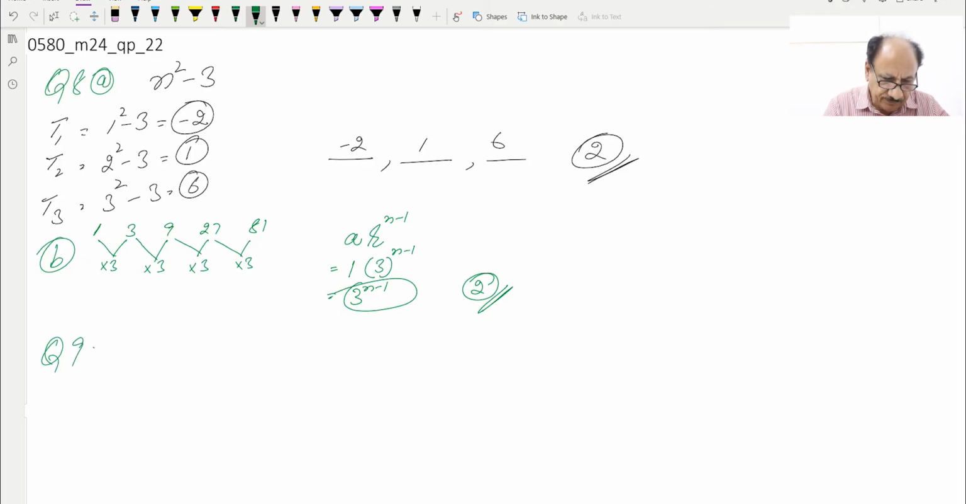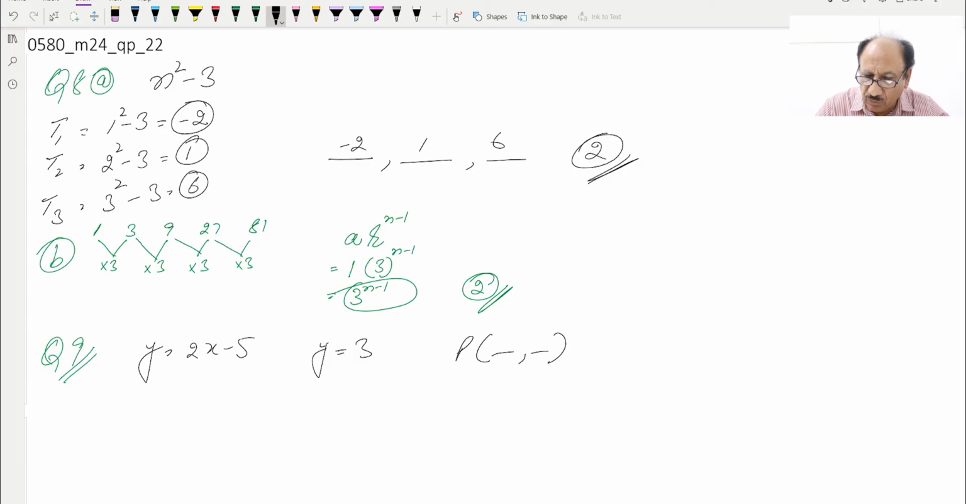Question number 9 says the line y is equal to 2x minus 5 intersects the line y is equal to 3 at the point P. There's another line which is intersecting, so these two lines are intersecting each other at point P, and we need to find the coordinates of that point P. This is what the question is.